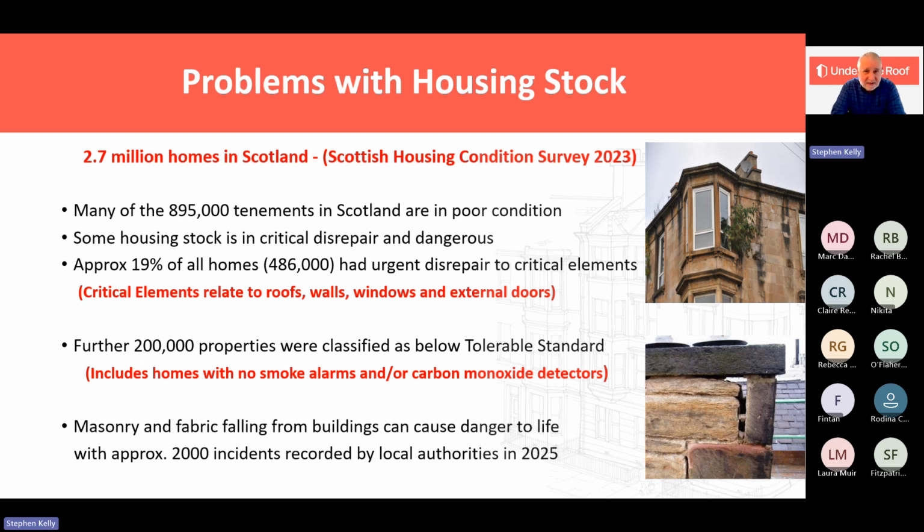Unfortunately, many of those tenements are in what they would call poor condition, and this means that it's in critical disrepair, or it could be termed dangerous. Out of those 900,000 tenements, about a fifth were classed as having urgent disrepair to critical elements. As I say on the slide, the critical elements refer to the roofs, the walls, the windows and external doors. So we can all walk along the streets and look at buildings that need a bit of tender loving care, and they were probably classed as under urgent disrepair to the critical elements.